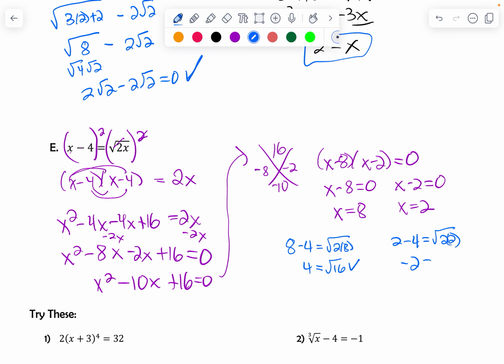So I get negative 2 equals the square root of 4. That's a no-go, because this answer has no variable in it, so I don't get plus or minus. I would have negative 2 equals 2. That's not true. So that answer has to go away. Only the 8 actually worked.